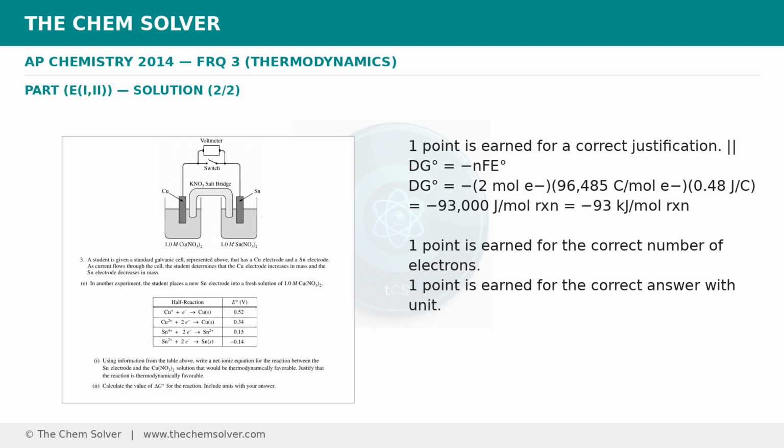ΔG standard equals minus nFE standard. ΔG standard equals minus 2 moles e-, times 96,485 C per mole e-, times 0.48 J/C, equals minus 93,000 joules per mole of reaction, equals minus 93 kilojoules per mole of reaction. 1 point is earned for the correct number of electrons. 1 point is earned for the correct answer with unit.